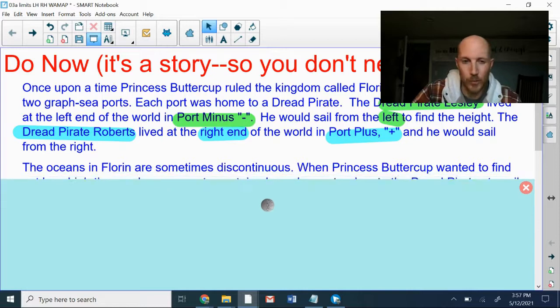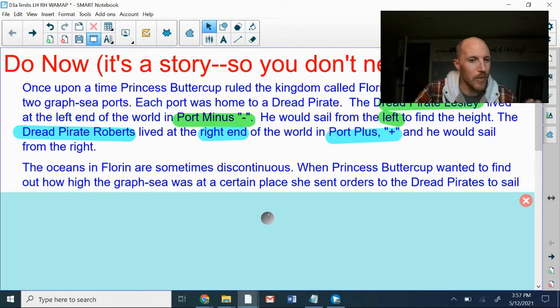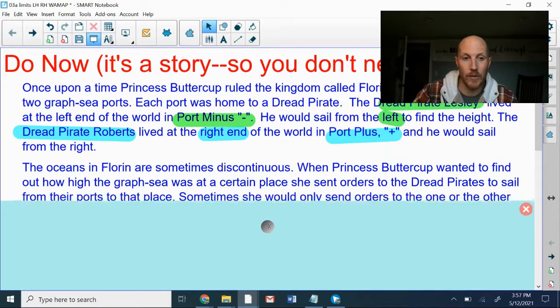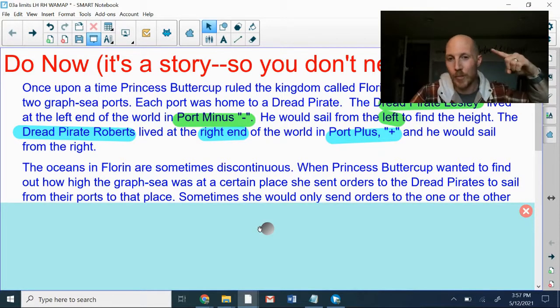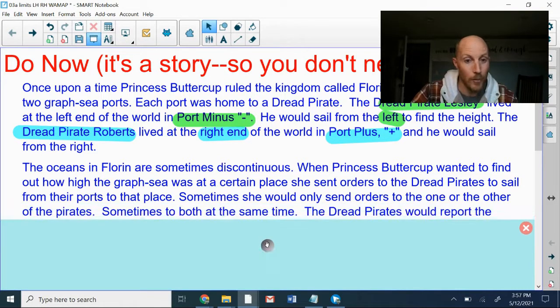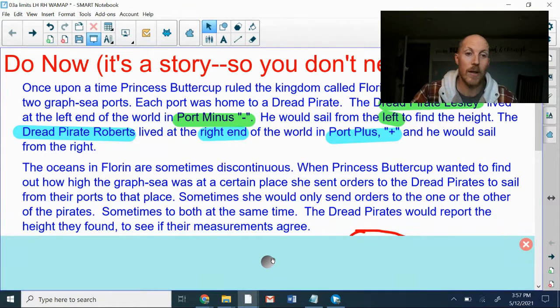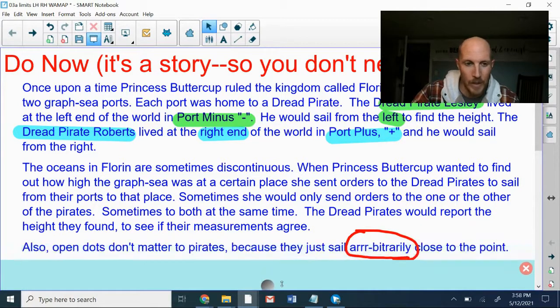So when Princess Buttercup wanted to find out how high the graph sea was at a certain place, she would send orders to the dread pirates to sail from their ports to that place. Sometimes she'd only send orders to one pirate or the other pirate, sometimes both at the same time. The dread pirates would sail out to the place she said to go to and then report back the height that they found. And Princess Buttercup would find out if their measurements agreed with one another.